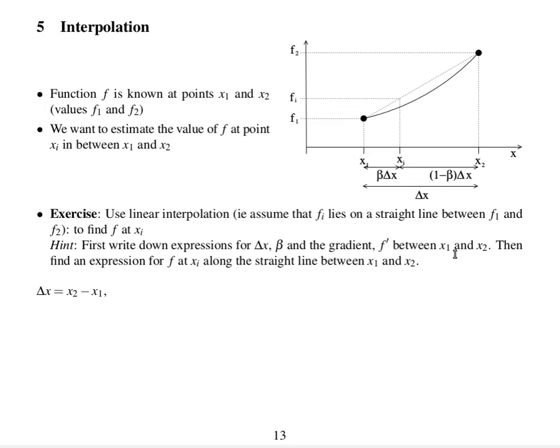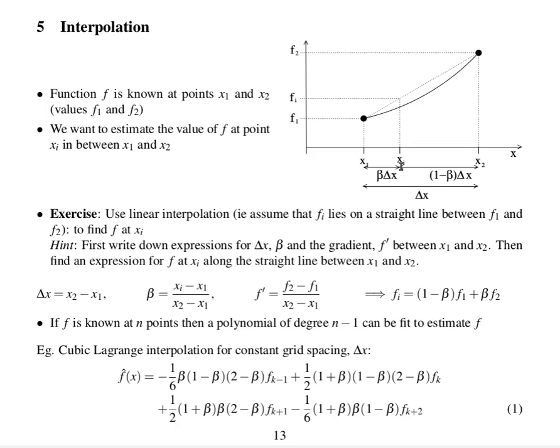Moving on now. So delta x is x2 minus x1. Beta is this distance divided by that distance. And then the gradient is the difference between those divided by the difference in those. Now we can find an equation for fi. So it's going to be f1 plus the gradient times that distance. And that can be rewritten in terms of beta. So it's a blend between f1 and f2 depending on how far along it is along this line.